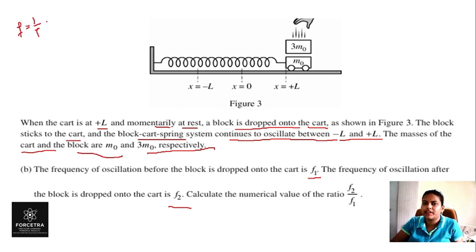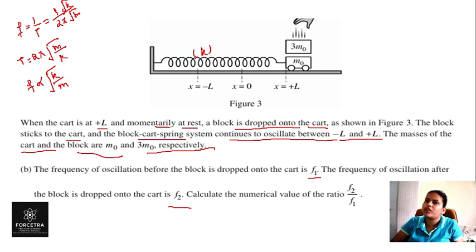And if you know, T is equal to 2 pi root of m upon k, where k is the spring constant. So from this, I can say that the frequency is equal to 1 upon 2 pi root of k over m. So I can say that the frequency is proportional to root of k over m. K is the spring constant.